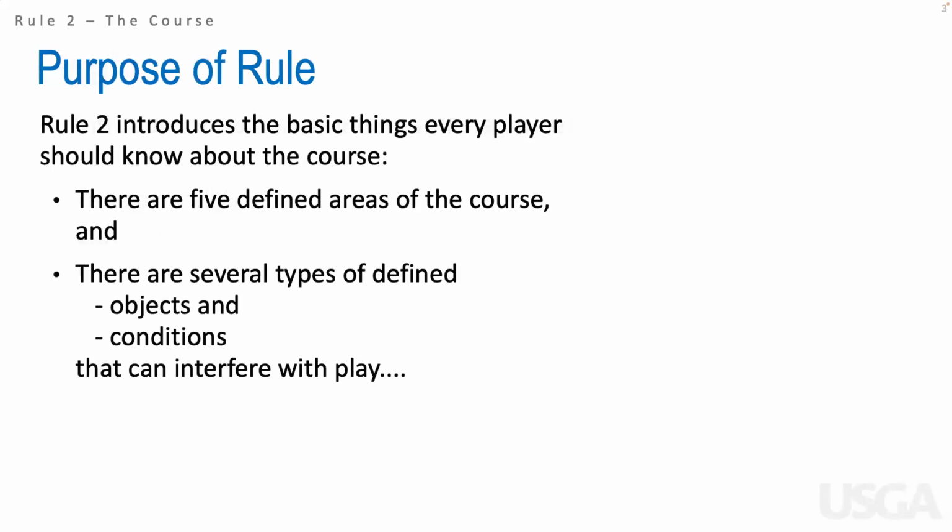So the purpose of the rule, just jumping right in, Rule 2 is going to introduce the basic things every player should know about the course, right? Like I talked about, the 5 defined areas of the course. And then there are also some different types of defined objects like outside influences or removable obstructions, what have you, and some conditions like abnormal course conditions, which is another umbrella term. So, we'll keep it a little broad with that, and those are things that can interfere with play.